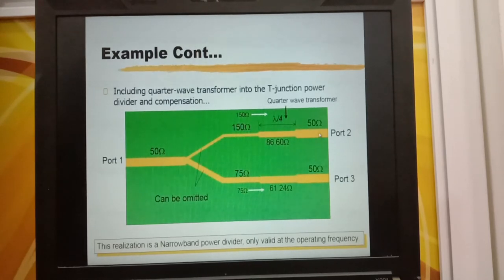these two powers at port 2 and port 3 may not sum up at port 1, because some of the power at port 2 will be coupled to port 3, and similarly some of the power at port 3 will be coupled to port 2. In other words, between port 2 and port 3, there is no isolation. Our port 2 and port 3 are not isolated electrically. There are leakages from port 2 to port 3, and there are leakages from port 3 to port 2.